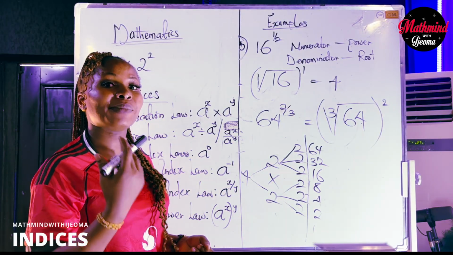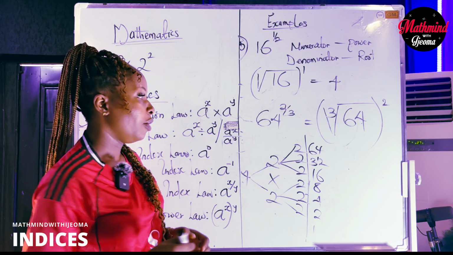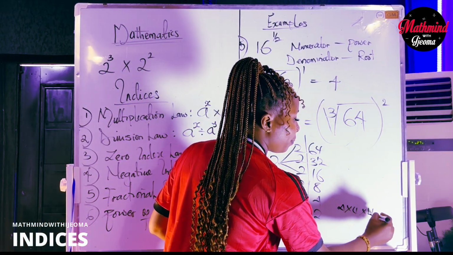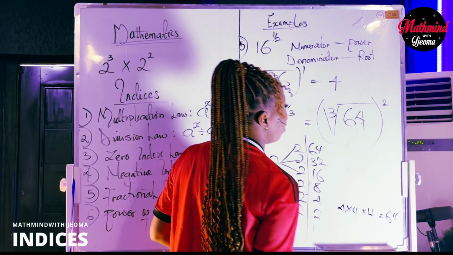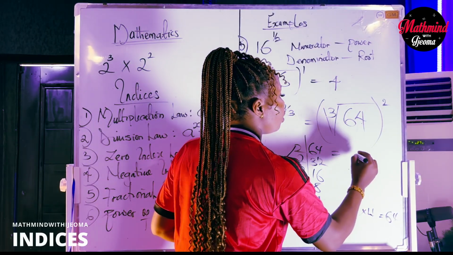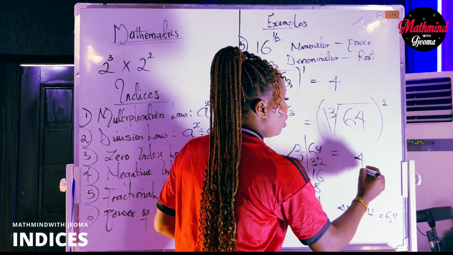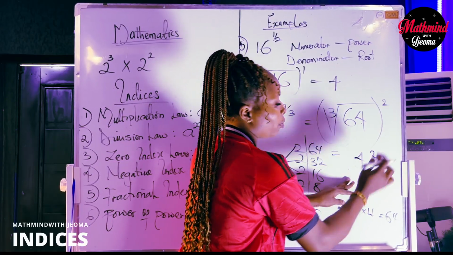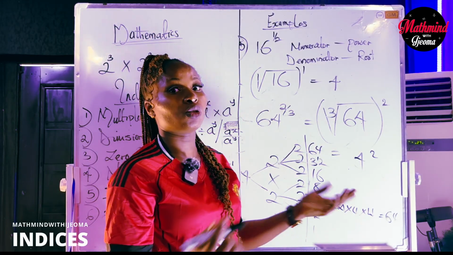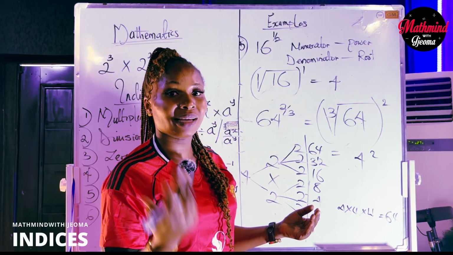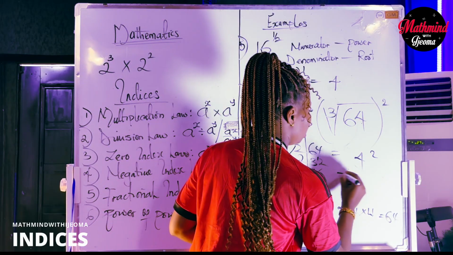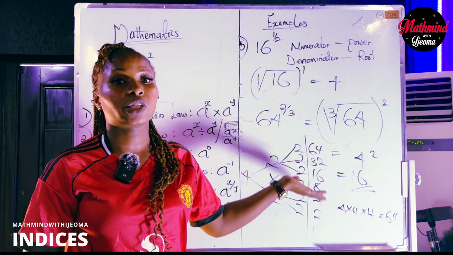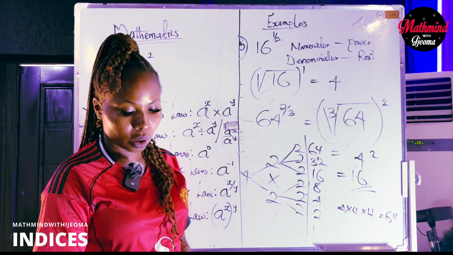Because 4 times itself 3 times, 4 times 4 times 4 will give you 64. So in this case, we have 4 power 2. There is no need putting the bracket anymore. So 4 raised to power 2 means 4 times itself, which is 16. So we have 16. That's for the fractional index law.